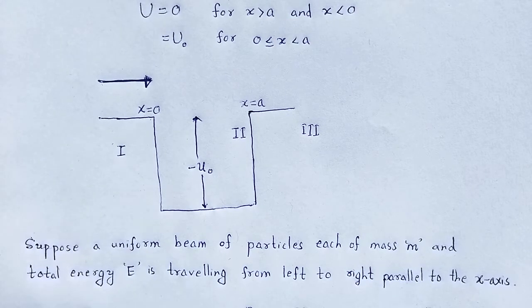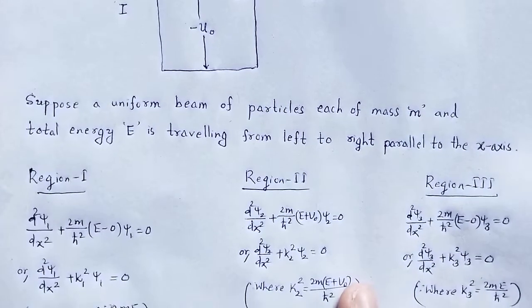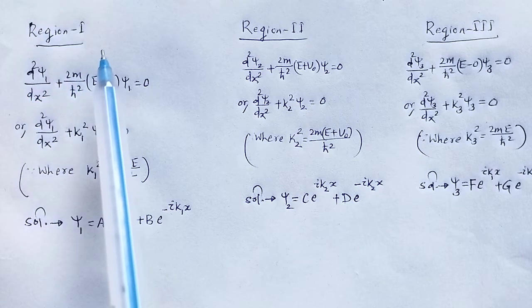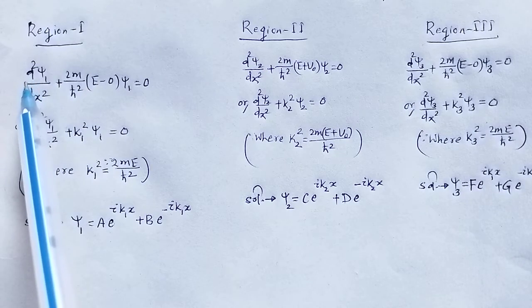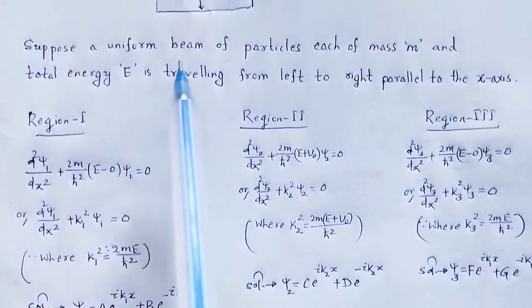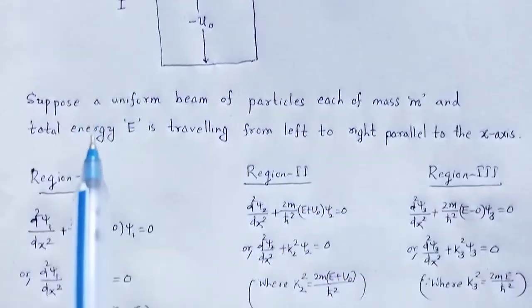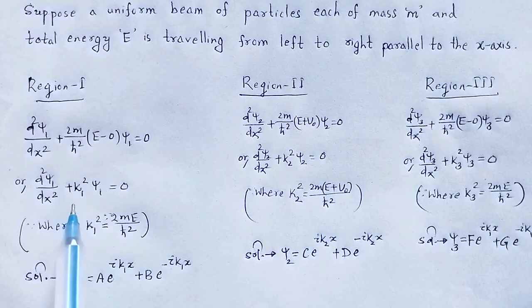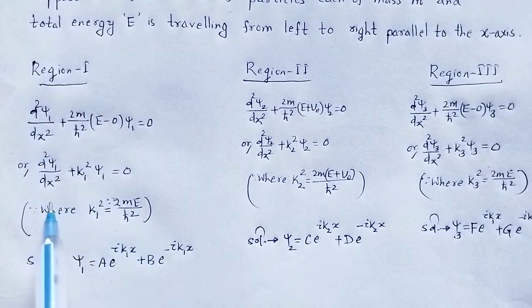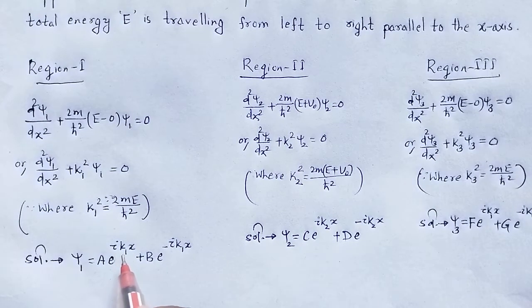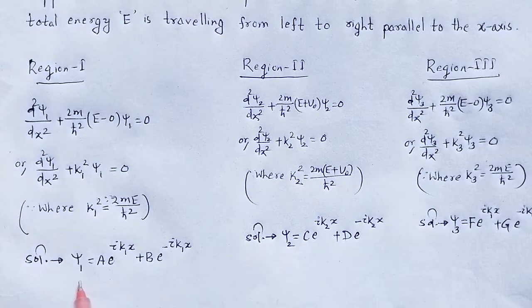One by one we apply Schrodinger's time independent equation in these three regions. In region 1, we apply the Schrodinger time independent equation: d square psi 1 by dx square plus 2m by h cross square (E minus 0) psi 1 is equal to 0, since the potential in region 1 is 0. We treat k1 square as a constant, that is 2mE divided by h cross square. The solution of this type of equation is psi 1 equal to A e to the power i k1 x plus B e to the power minus i k1 x.